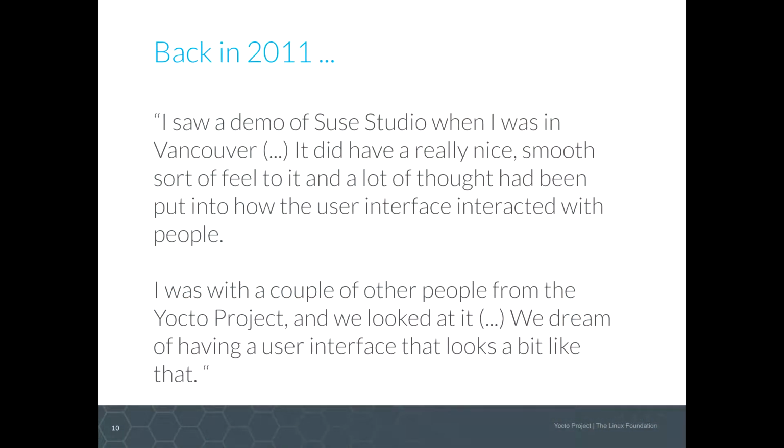I saw a demo of SUSE Studio when I was in Vancouver, and the guy who demoed it helped develop it, so the demo went really well. But it did have a really nice, smooth sort of feel to it, and a lot of thought had been put into how a user interface interacted with people. We looked at it, and I was with a couple of other people from the Yocto Project, and we looked at it and we thought, we dream of having a user interface that looks a bit like that.